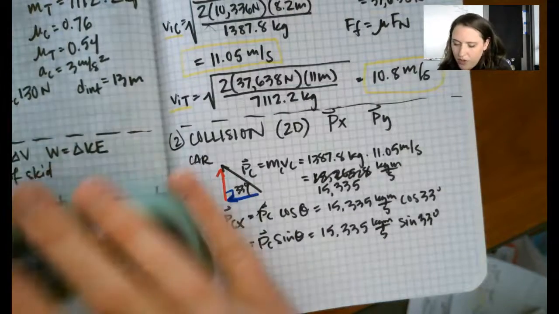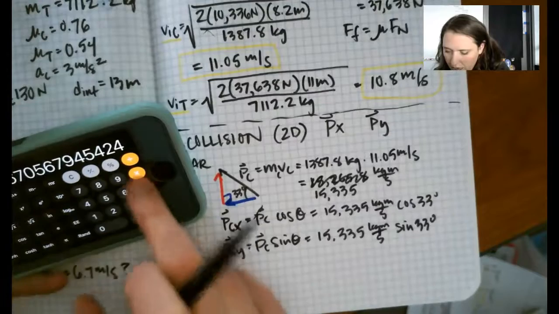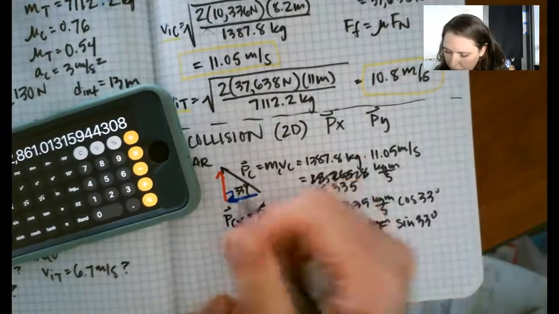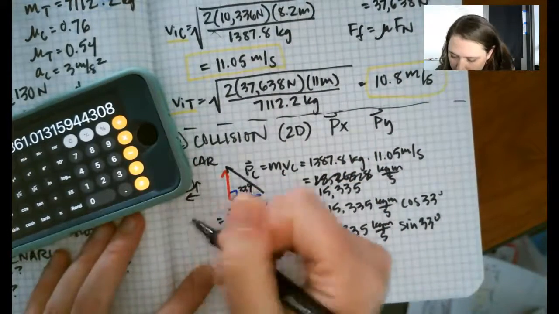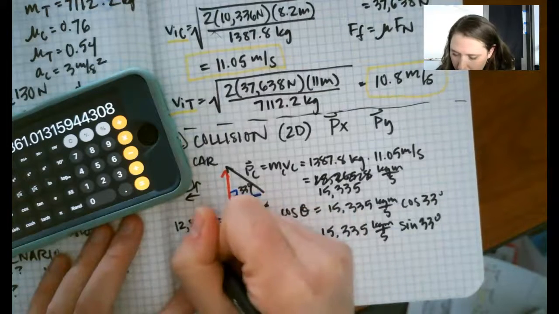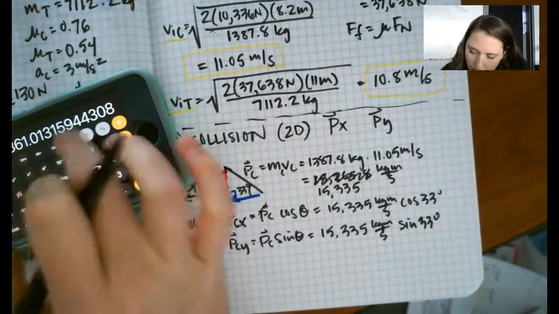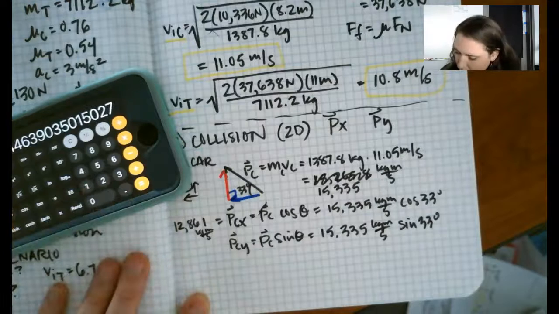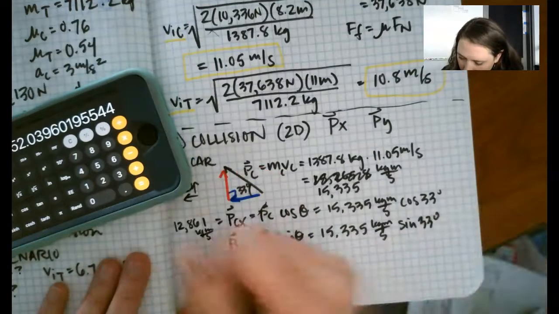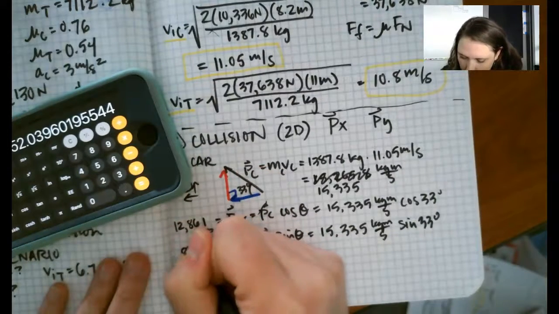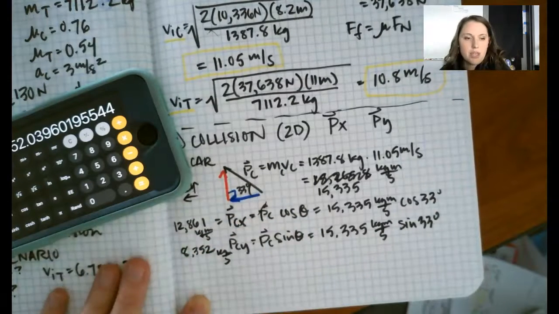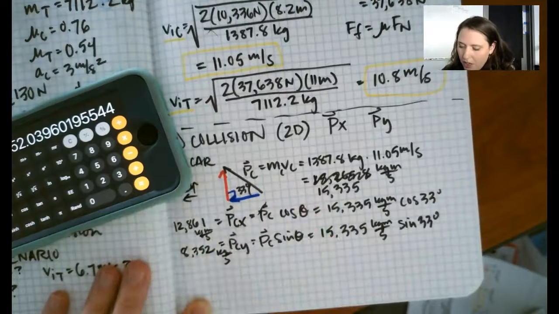I've got 33, the cosine of which is that number, times 15335. So for my momentum in the x direction, I'm just going to write it over here because I don't have room, 12,861 kilogram meters per second. Let's go ahead, sine of 33.54 times 15335, 8,352 kilogram meters per second is the momentum of my car in the y direction.